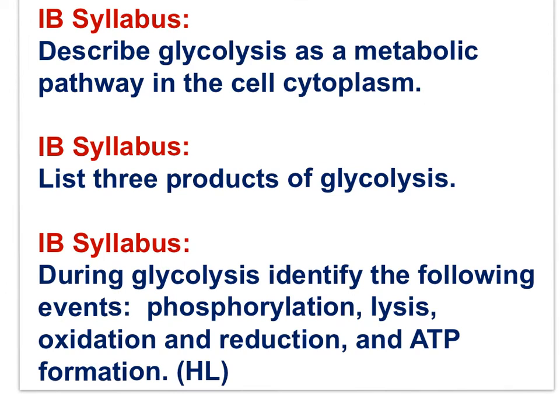Let's dig a bit deeper with 3 more IB syllabus statements. Describe glycolysis as a metabolic pathway in the cell cytoplasm. List 3 products of glycolysis. During glycolysis, identify the following events: phosphorylation, lysis, oxidation and reduction, and ATP formation.